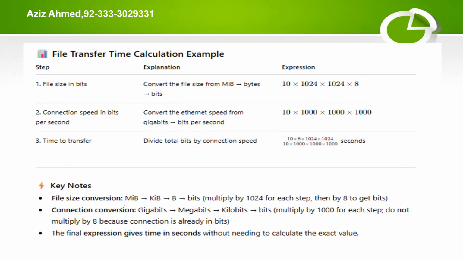Now file size conversion. MiB to KiB, KiB to bytes, bytes to bits. So multiply by 1024 for each step, then by 8 to get bits. Connection conversion: gigabit to megabit, then kilobits, then bits. Multiply by 1000 for each step. Do not multiply by 8 because the connection is already in bits. The final expression gives time in seconds without needing to calculate the exact value.